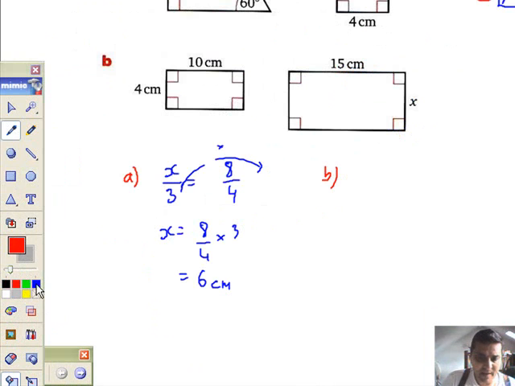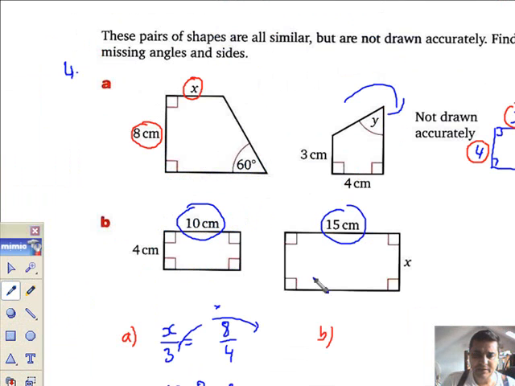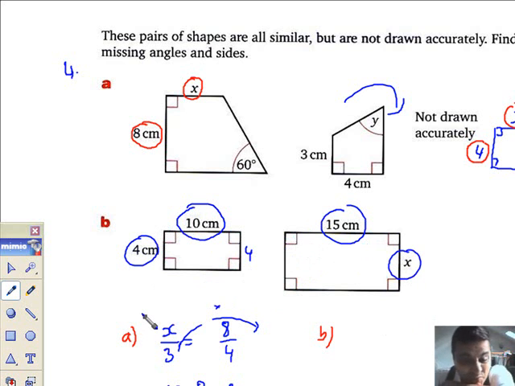right here, loads of space for that. Back to blue. Well, clearly the 10 matches the 15 and the 4 matches the X. Now clearly this is also 4 because it's a rectangle. We can glean that from the fact that we have 4 right angles and that one side's longer than the other side. So it's a rectangle, it's not a problem. So therefore the 4 goes with the X and the 10 goes with the 15.